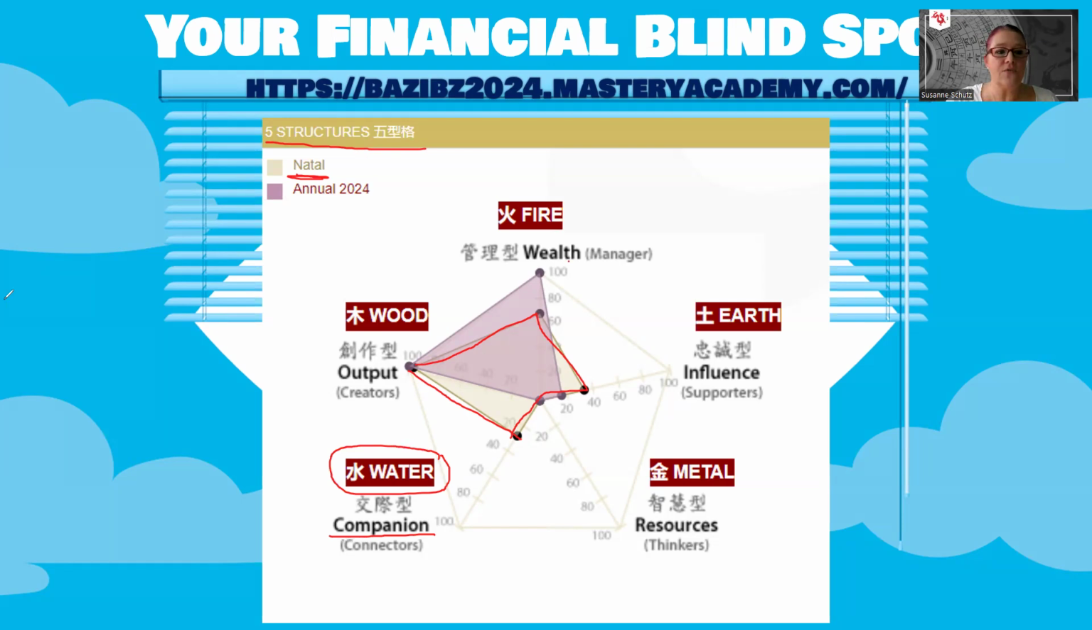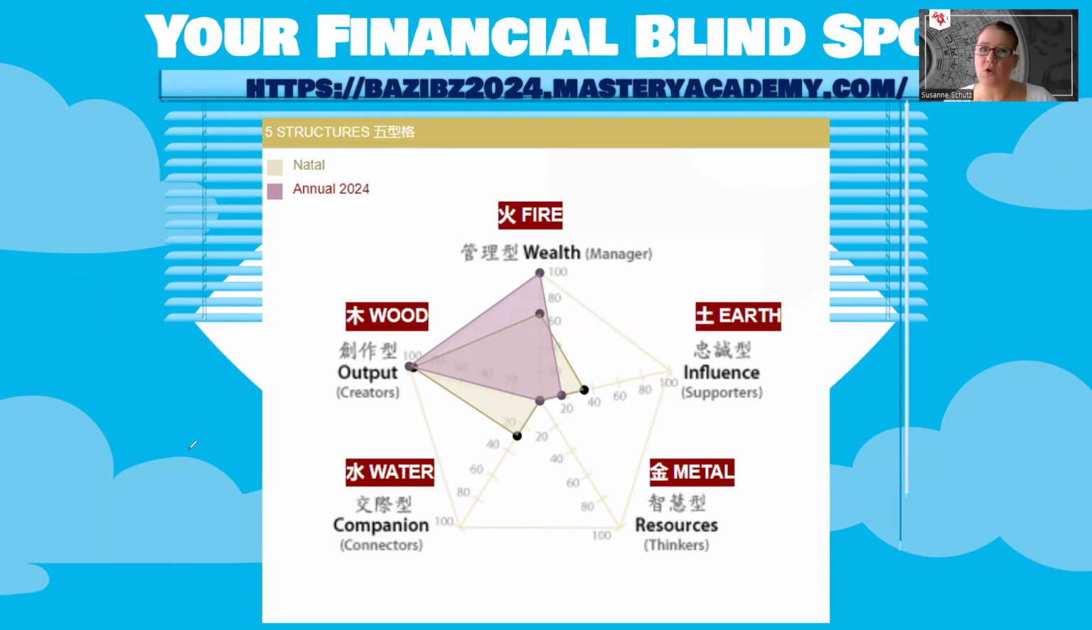And even for those of you who maybe you have no water element in the chart, maybe it's at 0%, it doesn't matter. You still check what element the water is associated with. Yeah, can be one of 5: companion, output, wealth, influence, or resource.